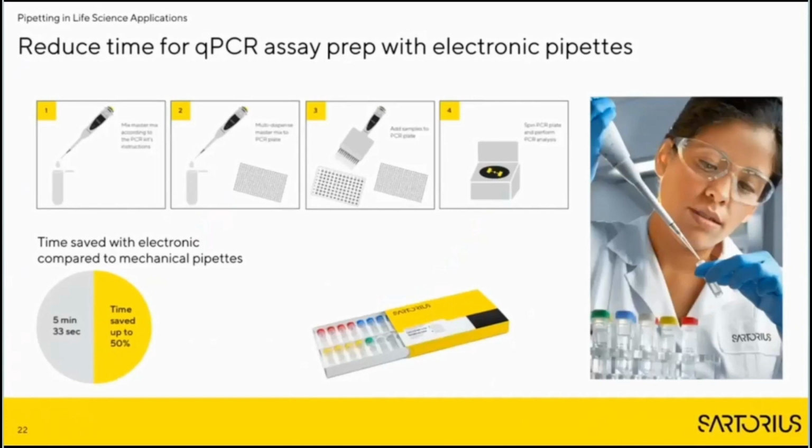qPCR was a topic on everyone's lips during the COVID-19 pandemic. Electronic pipettes can save more than 50% of the time it takes you to pipette a qPCR assay on 384 well plates compared to mechanical pipettes. The time saved is mainly thanks to the multi-dispensing mode, for example, when pipetting master mix to the plate. The plate tracker mentioned earlier by Joni guides you so you won't pipette into the wrong well. In case of sample replicates, you also save time by multi-dispensing the RNA or DNA samples.